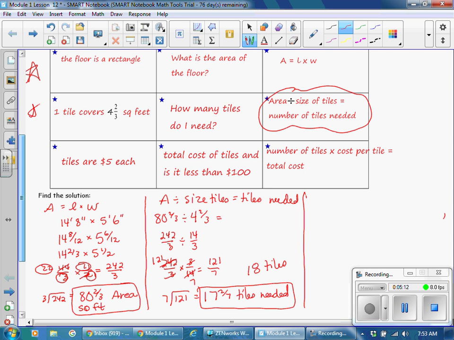So we've completed the next step. We're on the third step, which is to find out how much the tiles cost and if we have enough money. And we know that the tiles are $5 each, and we know that we need 18. So we're going to multiply the number of tiles times the cost per tile. The number of tiles is 18, the cost of the tiles is $5 each, and that gives us a total of $90. And we know that we have $100, and we only need to spend $90. So yes, we have enough money.